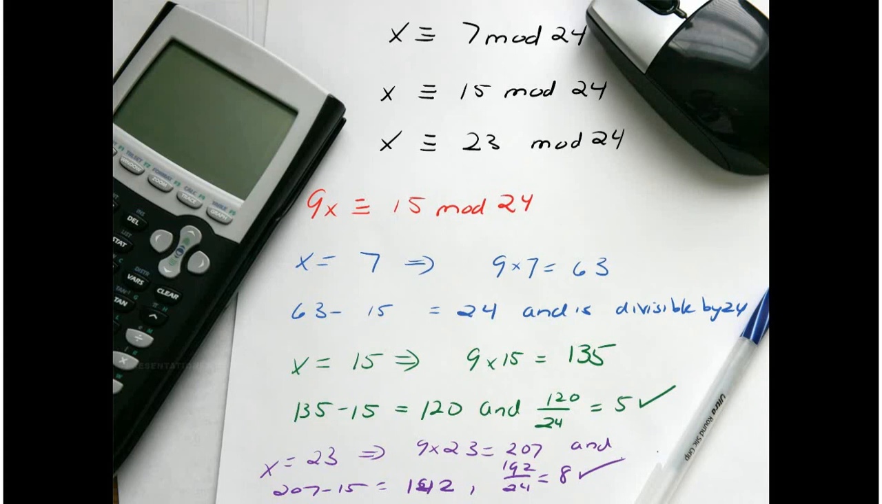If I take x equal to 23, and I multiply 9 by 23, I get 207. 207 minus 15 yields 192, and 192 is also divisible by 24. So each one of these solutions fits in the original red equation.